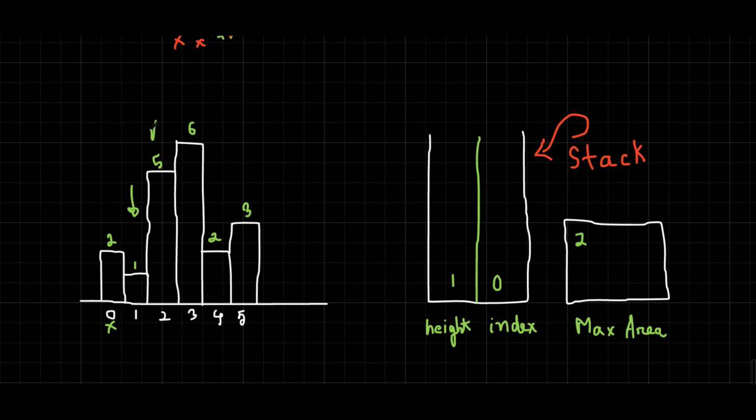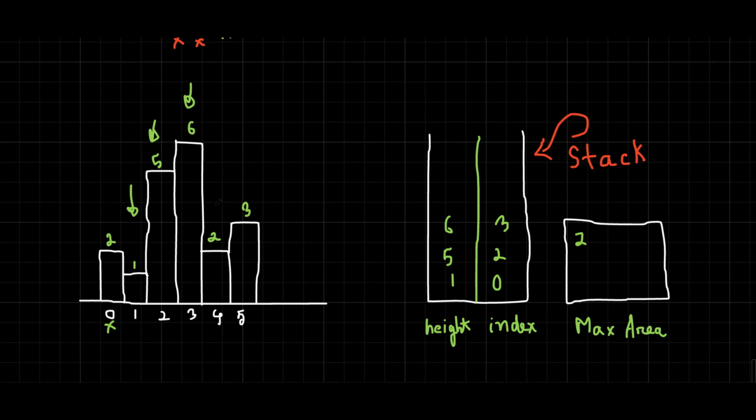Now, so far so good. Now here we are at this element 5. We have to check whether the top element height of the stack is greater than 5 or not. But here the height is 1, which is less than 5. So we don't have to do anything here. So we have to simply add the 5 into the stack along with the index number. So here the index number will be 2. Now we are at this element 6. Again, 6 is greater than 5, so we don't have to do anything here. We can simply extend it into the right side. So we have to add 6 along with its real index number, which is 3.